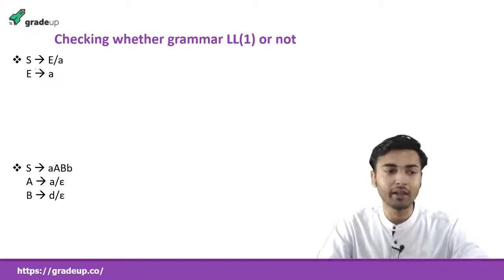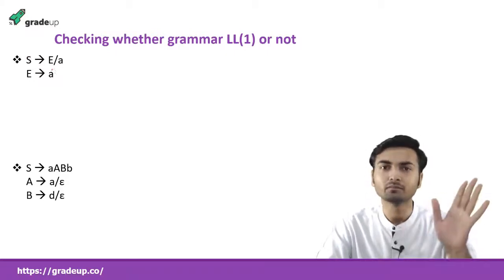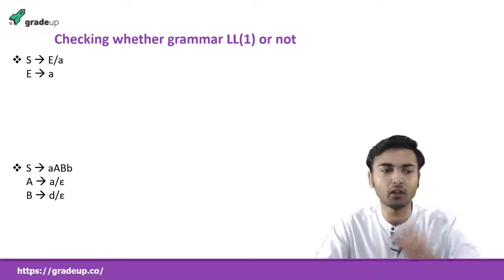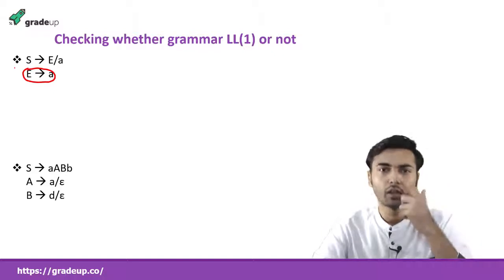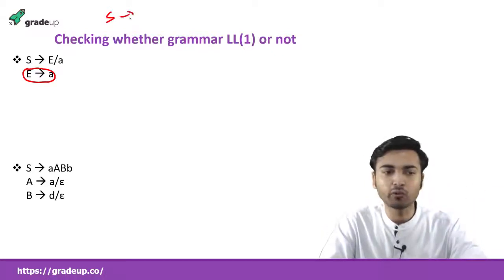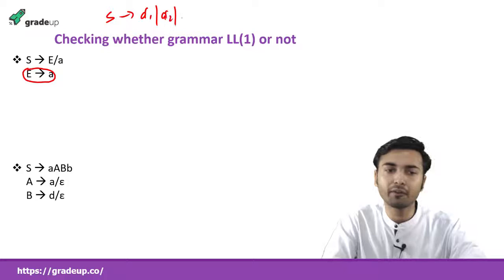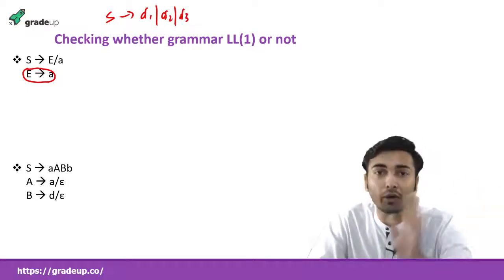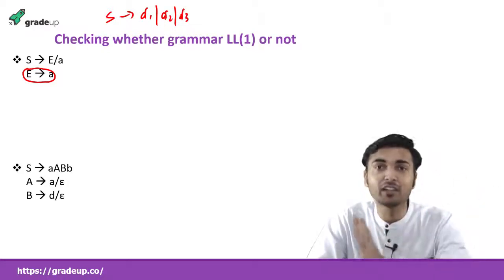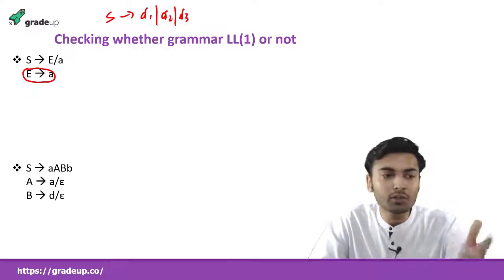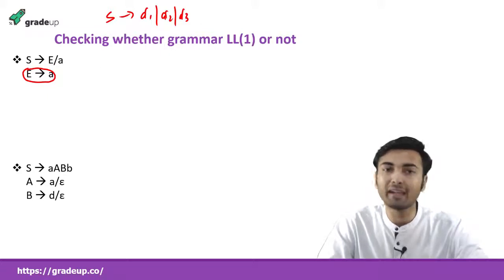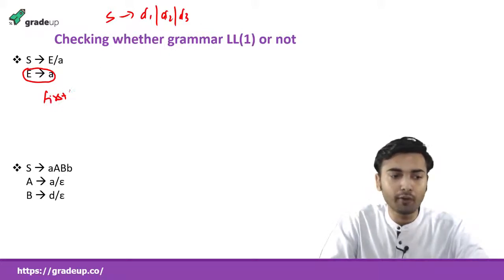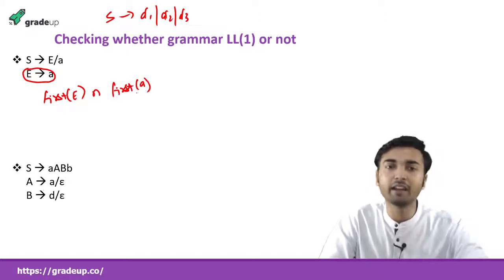See, first grammar, S goes to EA, E goes to A. You have to check whether it is LL1 or not. Do you need to check for this production? I said S goes to alpha 1, alpha 2, alpha 3. This is valid where you have choices on the RHS. Is there any choice? Don't check for this. Check for S. So S goes to E and A. So you have to check first of E intersection first of A, whether it is phi or not.